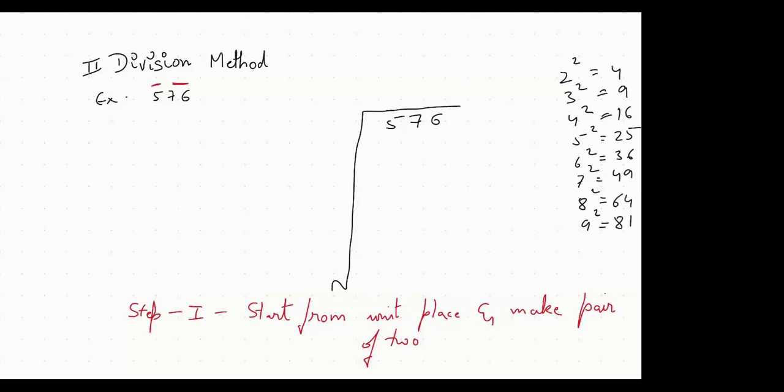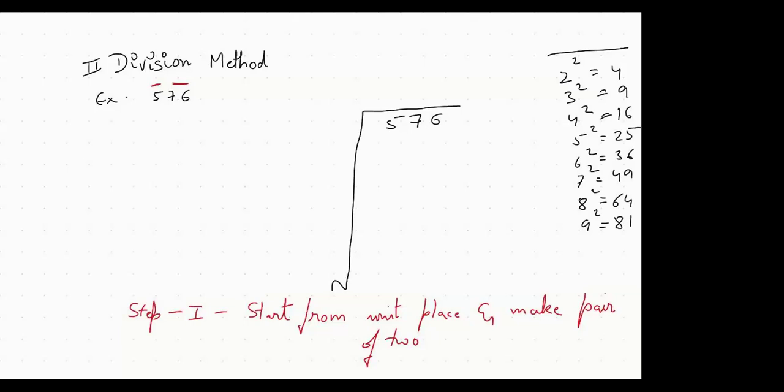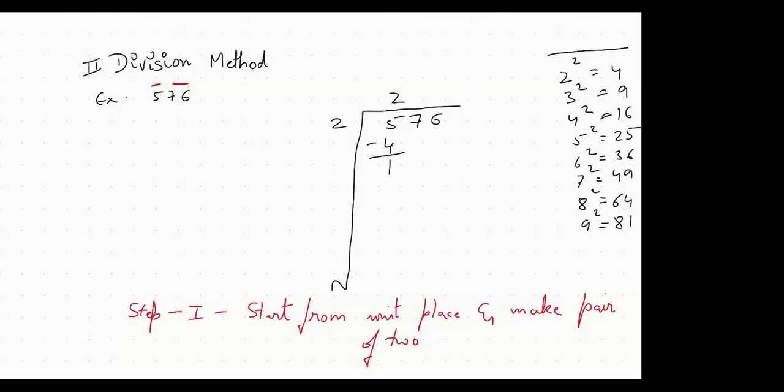Okay. So now, what square should I take out of these, which will be either equal to or smaller than 5? Smaller than 5. That square is 4, 2 square. So 2 square, because I'm taking 2, I will write 2 here and 2 here, and 4 I will write here. Now subtract 5 minus 4, 1. Okay, now see, next step.